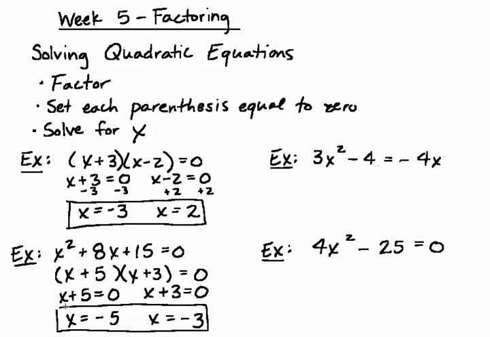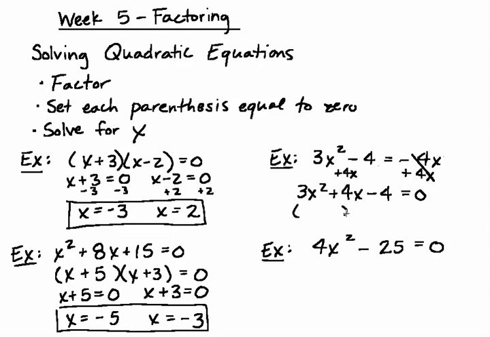For our third example, we see that the equation is not equal to 0. So before we do anything else, we want to get the right-hand side equal to 0. And we do that by adding 4x to both sides. And we want to keep our quadratic equation in the correct form, x squared, x, and constant. So this would be written as 3x squared plus 4x minus 4 equals 0.